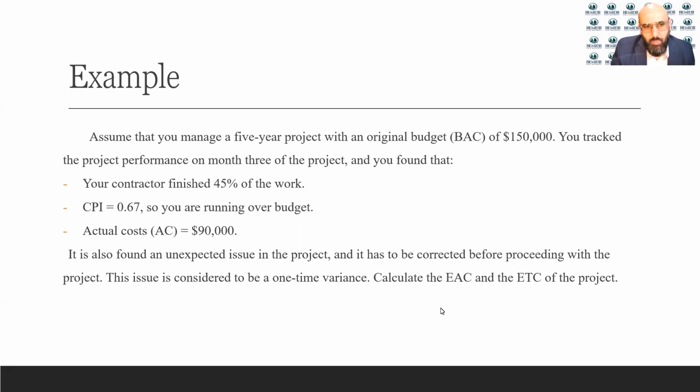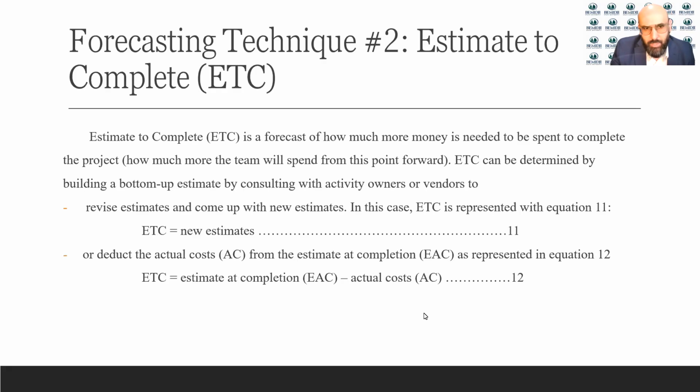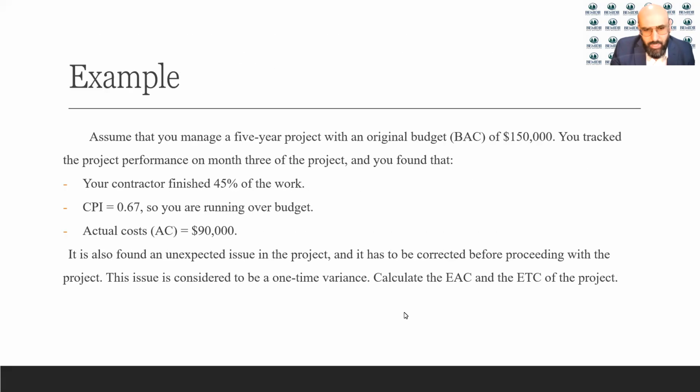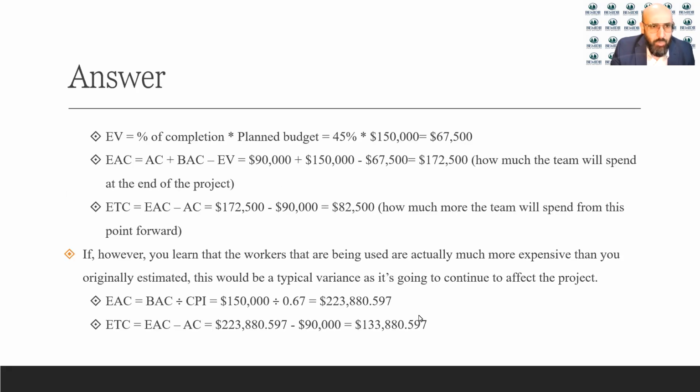What we need to find out is to calculate the EAC and the ETC, the estimate at completion and the estimate to complete. All right, let's start with the answer here. First thing we need to do is find the earned value, which is the percentage of completion, 45%, times the planned budget, 45% times 150,000. That will give you 67,500.